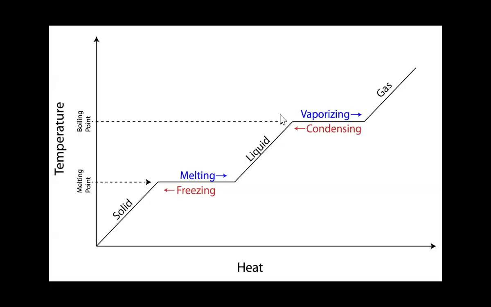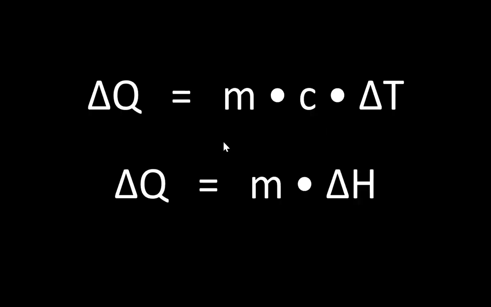Now, what about those flat lines where there is no temperature change, where you're either melting or boiling, trying to change phase? Well, that's what this bottom equation is for. So you can still be pumping heat energy into it, thermal energy, heat. That's the delta Q.